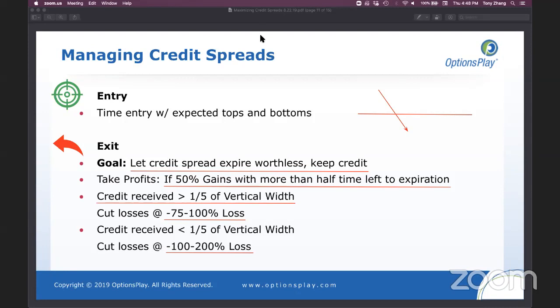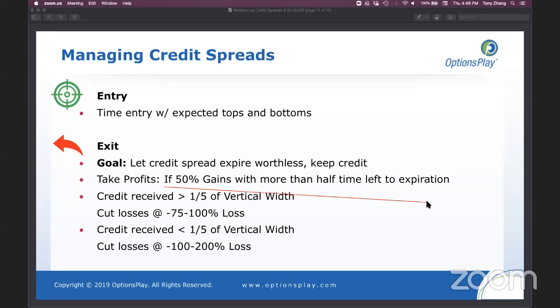So credit spreads from a management perspective are a little bit more complex, but if you follow our rules, they are fairly simple. You want to take profits when you have that 50% gain and you have more than half the time left to expiration, and you want to cut your losses at 75 to 100%. But if you deviate from our rules, you do want to make sure that you still have some kind of stop loss method, such as around 100 to 200% loss of the premium that you've received. So keep that in mind. If you are using your own rules for this type of strategy, managing these trades sometimes can get a little tricky.